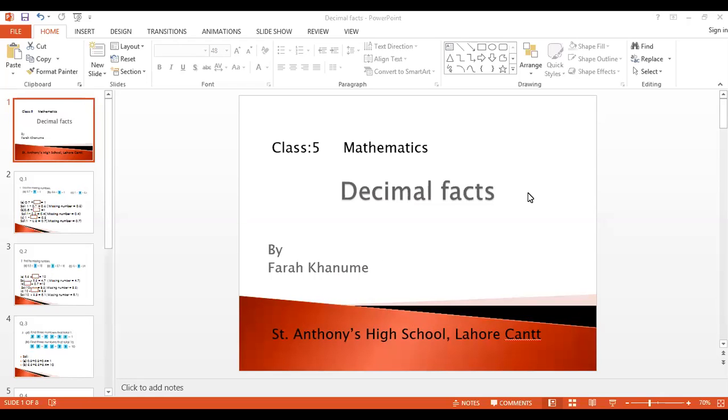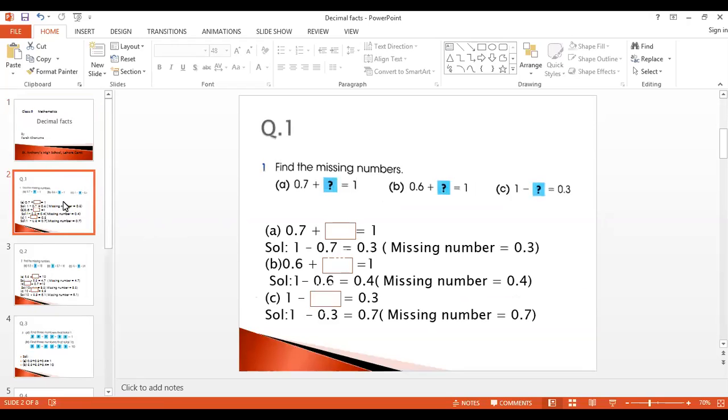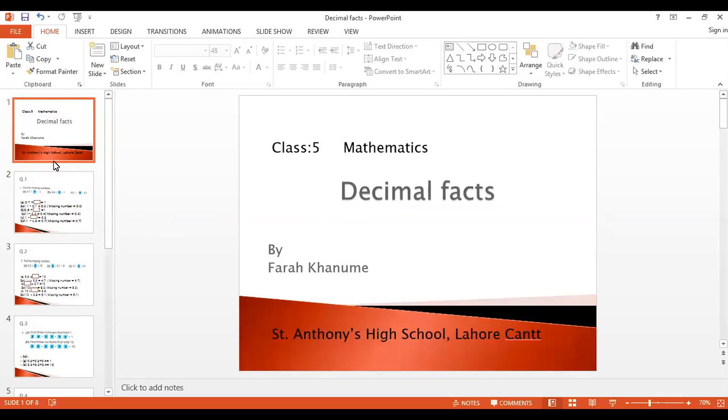Our today's topic is decimal facts. Let's move towards the topic: what we know already about decimals and decimal facts. We are going to recall all those things in our memory and use them to solve our questions. Let's move towards our question number one. What is our question number one asking for?